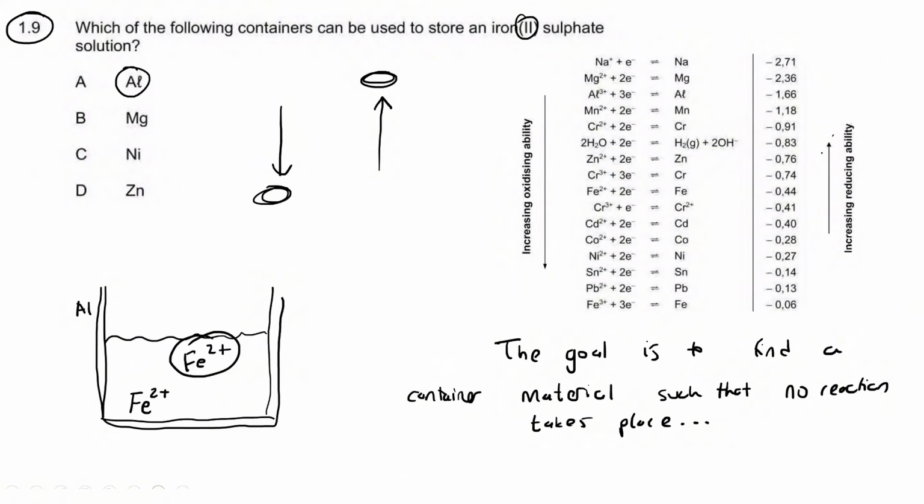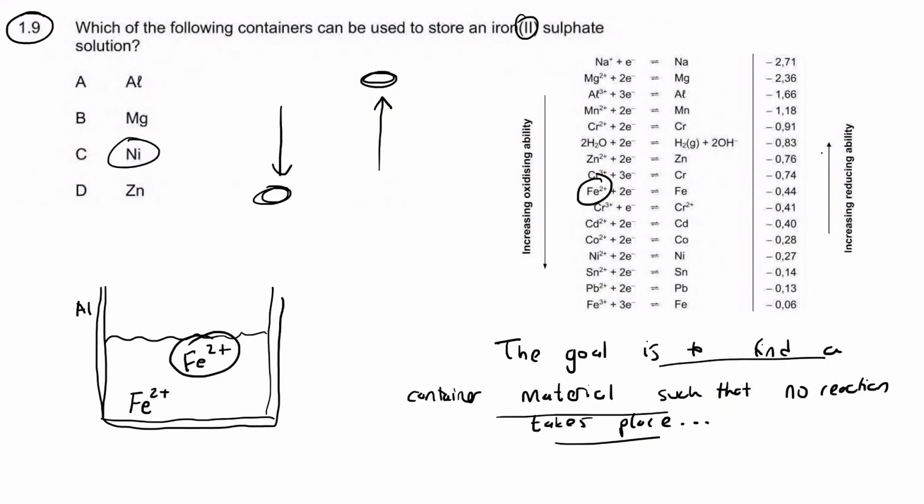So spontaneously. Aluminium, we're not going to use. Why? Because if you have aluminium, we said that a reaction will happen, and we don't want a reaction to happen here. Remember, the goal is to find a container material such that no reaction takes place. So let's try magnesium. Magnesium is over here. Once again, a reaction will happen. I will explain it in terms of reducing and oxidising abilities once we find the correct one.